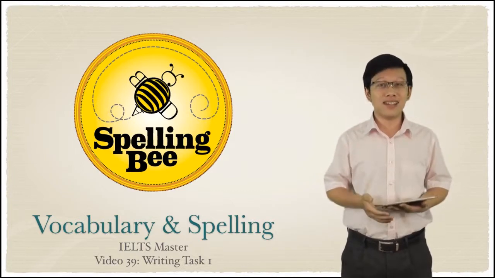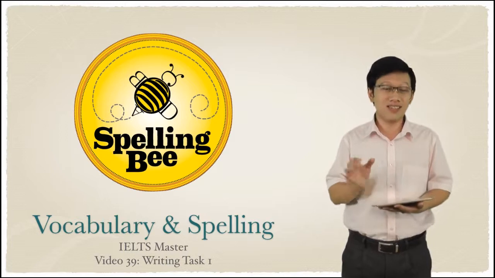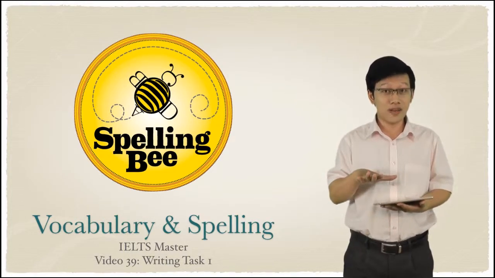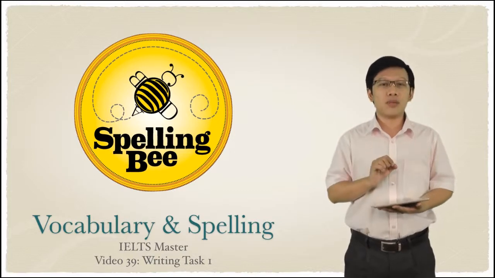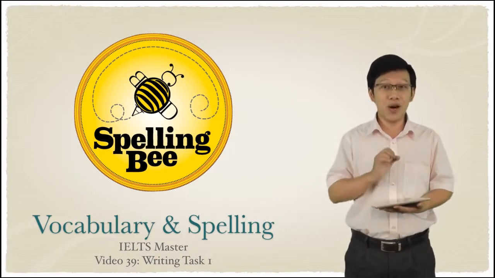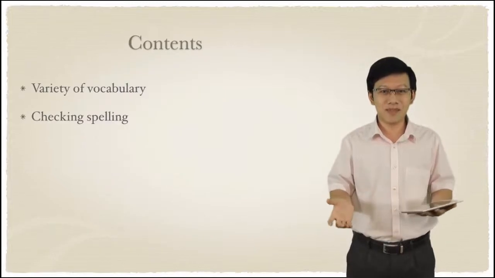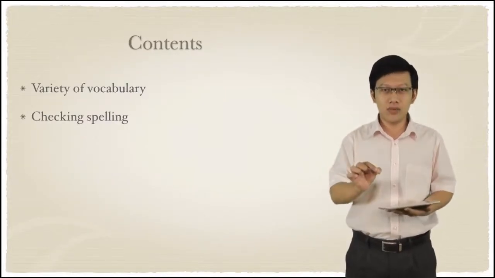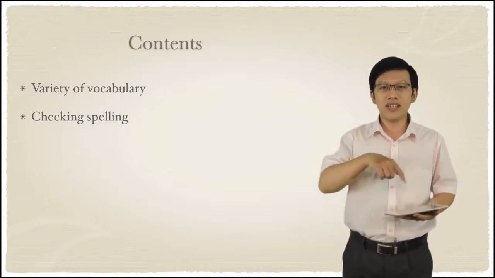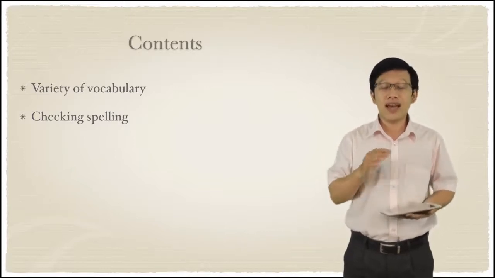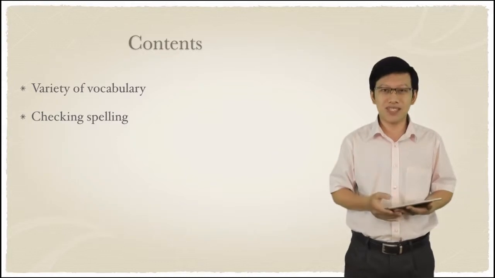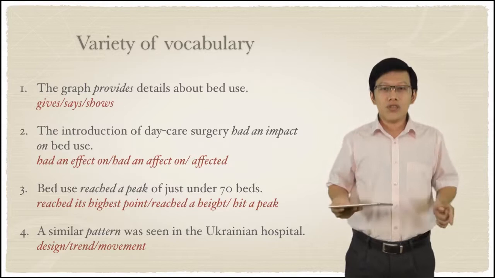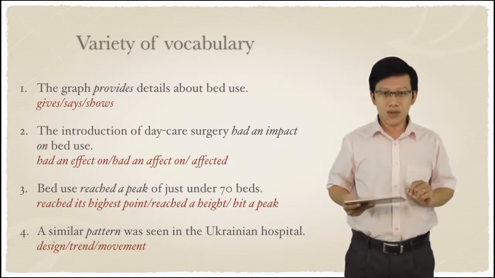In today's content, we're going to focus on things that are very easy for you to digest, but not unimportant. We're going to talk about vocabulary and spelling, just like a spelling bee. We will look at how you can make your vocabulary more varied by changing the words. After that, we're going to check some spelling mistakes that are common in the IELTS test. We'll start first with variety of vocabulary.